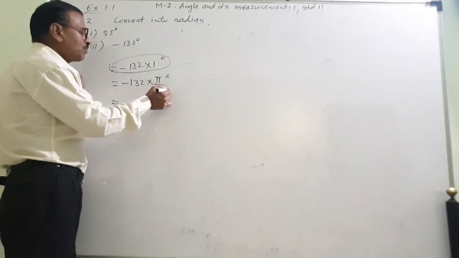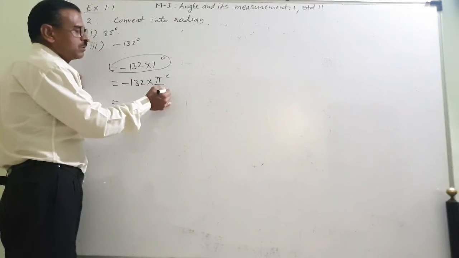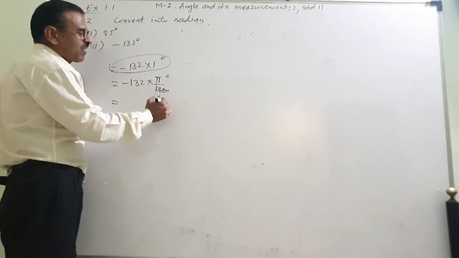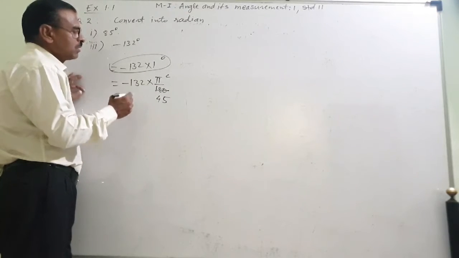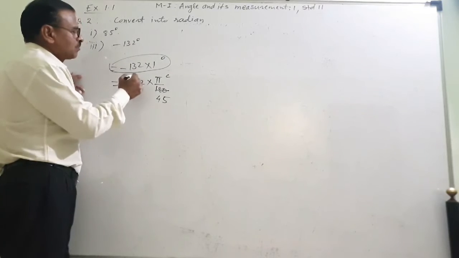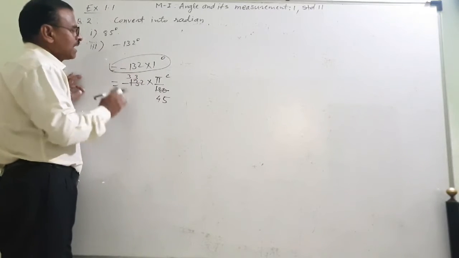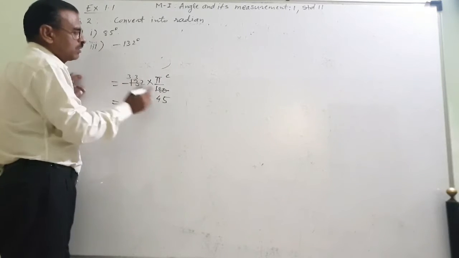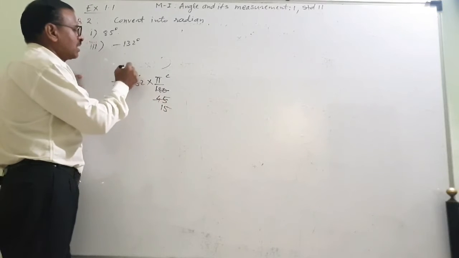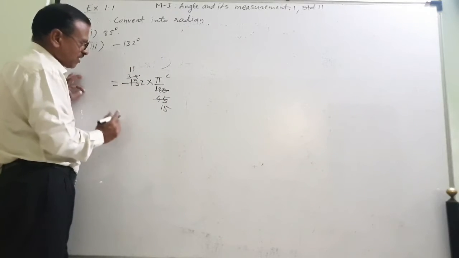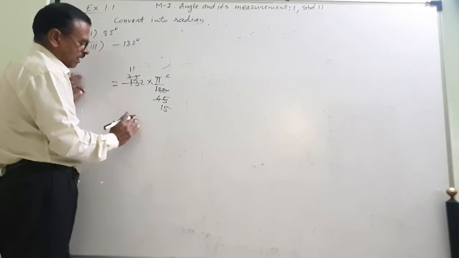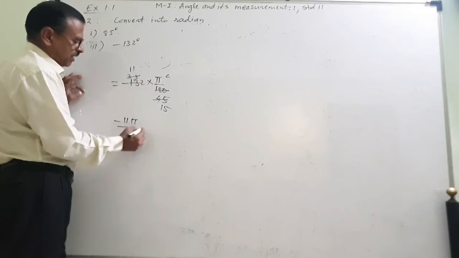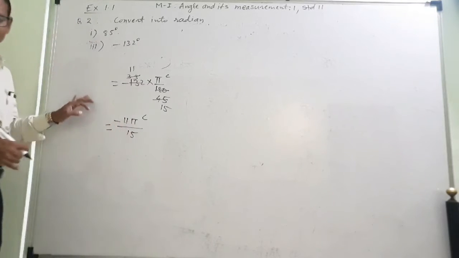Now by what can we divide? By 4. 4 fours are 16, 4 fives are 20, 4 threes are 12, 4 threes are 12. Now by what will you multiply? By 3 you can divide now. 3 fives are 15, 3 threes are 11... So this is minus 11 pi upon 15 radian. Don't forget the minus sign.